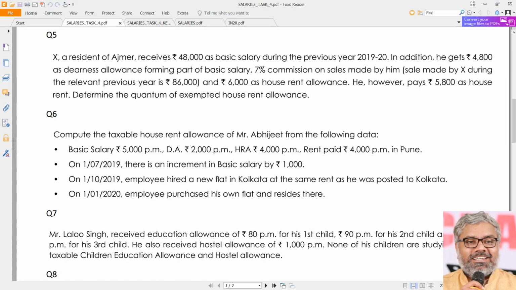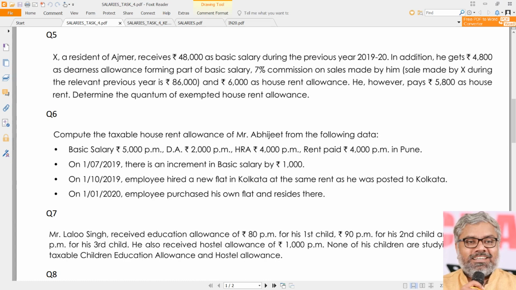Why only September? Once again, because there is another change in the set of data where he has hired a new flat at Kolkata. Earlier he was in Pune, now in Kolkata. So one of the factors has definitely changed in that case, which means definitely there should be another type of calculation for the period starting from October, November, December. Once again, why only December? Because again from 1st January, the data is different because he purchased his own flat and resides there, which means there will not be any HRA exemption. Whatever HRA receives, that will be fully taxable.